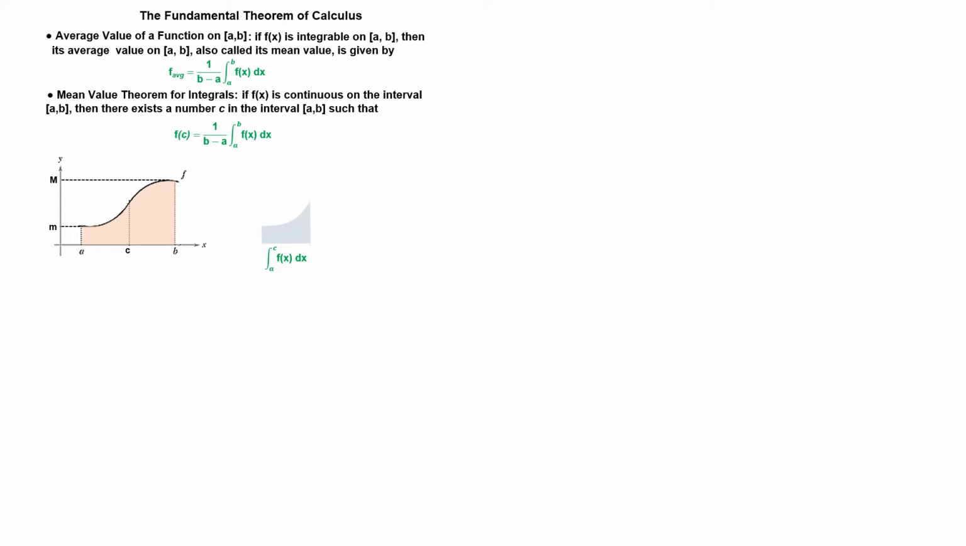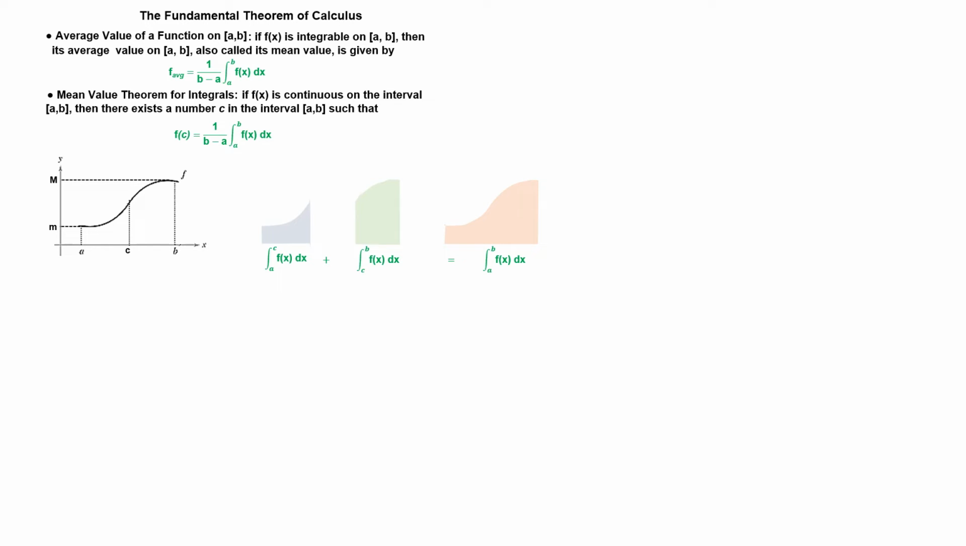First, as you can see, the definite integral of f of x dx from a to b is equal to the definite integral of f of x dx from a to c plus the definite integral of f of x dx from c to b. This is called the additive property of definite integrals.